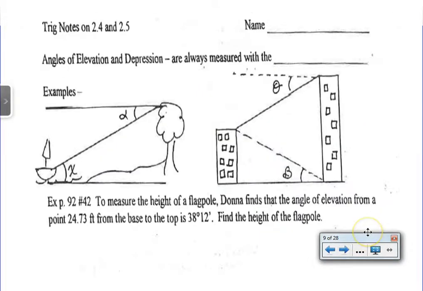Let's keep going. Now, somewhere else on your notes, you have something that looks like this. Trig notes 2.4 and 2.5. Reviewing the concept of angle of depression and elevation.